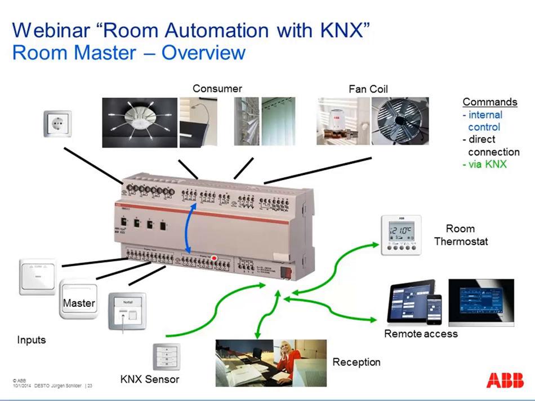You see already some connections. Green means KNX communication, it's clear. Maybe also to a KNX sensor. Black connection means the loads, the power connections. And the blue double arrow here indicates internal control. What does it mean? I can directly connect from an input to one or more outputs internally, inside the device.